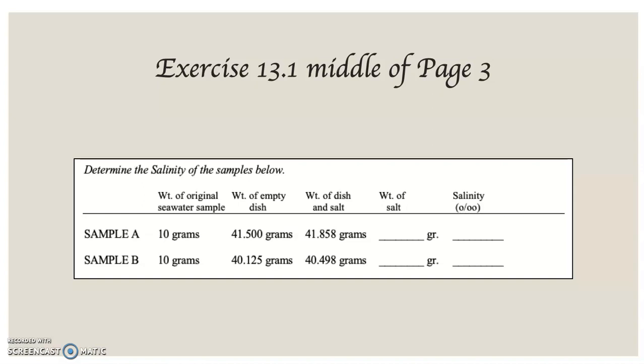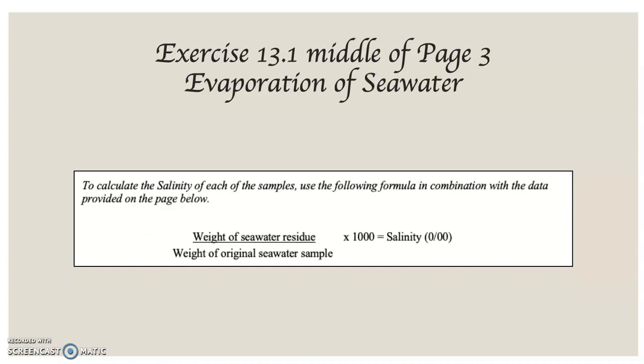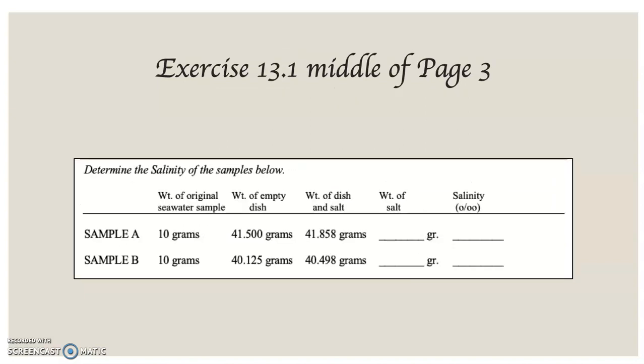And remember, to solve for salinity, you are going to use this formula: weight of the seawater residue, which is the salt, divided by the weight of the original seawater sample times 1,000. All right? These are the numbers we're going to work with. But I'm going to do a pseudo problem. So I'm not actually going to use those numbers because you're going to use those numbers. So I'm going to make up other numbers, and then that will act as our practice, and then you're going to solve for these actual numbers for sample A and sample B. So we'll call this sample 1, I guess.